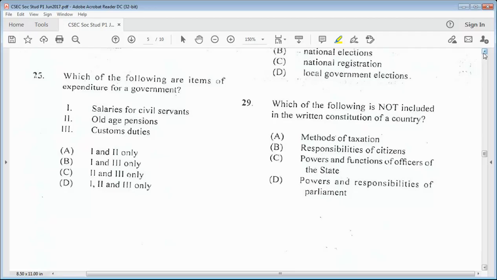So we know that it would be salaries for civil servants. Yes, that's an expenditure of government. Old age pensions. Yes, that's an expenditure for government. Customs duties, no, that one is out. We know customs duties are what the government gets from shipping companies, so they get revenue. So expenditure for the government would be 1 and 2 only. So A would be our answer. Let's go on to 26.